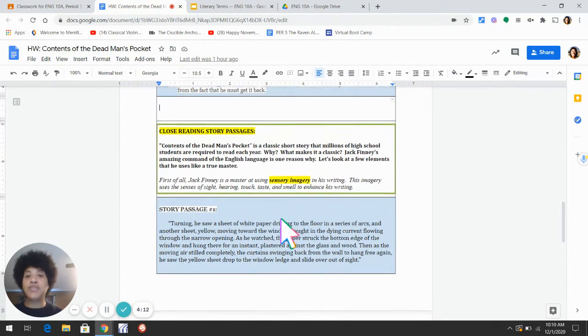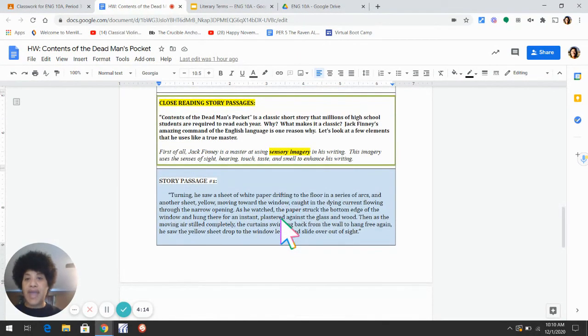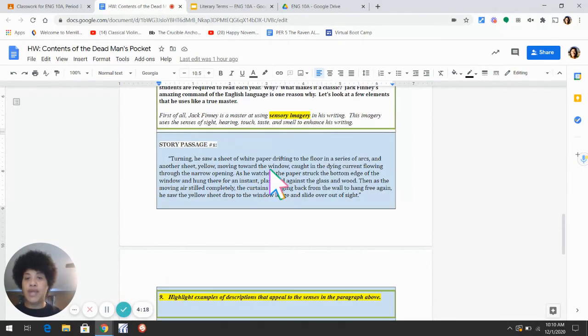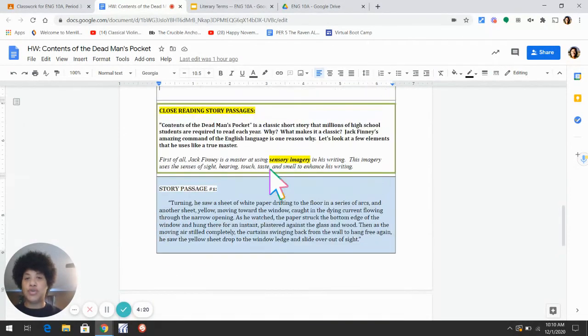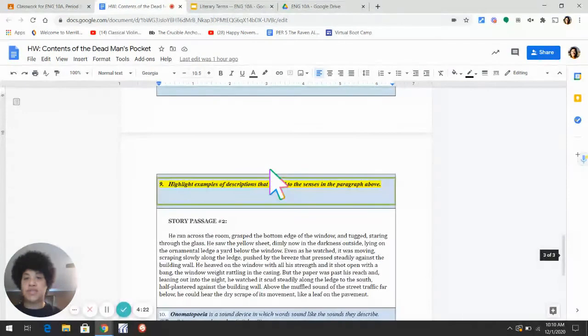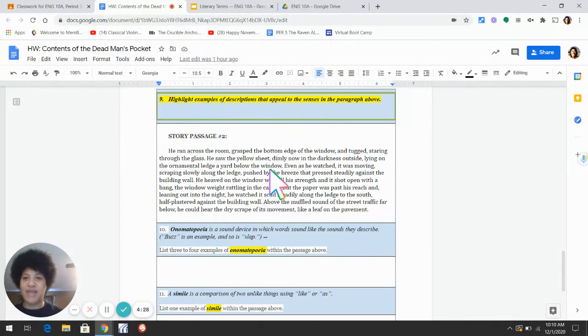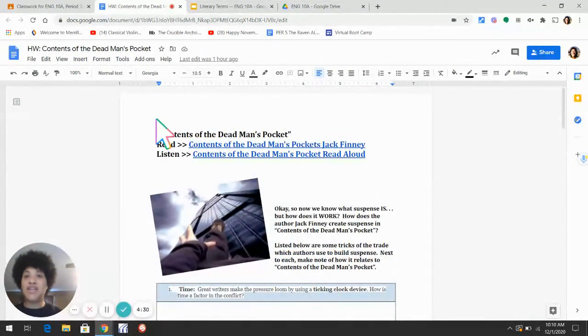The close reading story passages are here, and they're quoted. There's story passage 1 and there's story passage 2. You need to follow the directions and do whatever it says to do to find sensory imagery, onomatopoeia, simile, and vivid action verbs. Okay, so that's something that you need to work on today. If you didn't finish the Edpuzzle, start there and then finish the homework for Contents of a Dead Man's Pocket, and let's talk about that tomorrow.